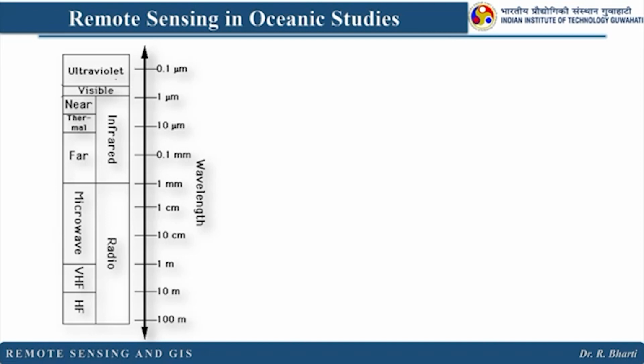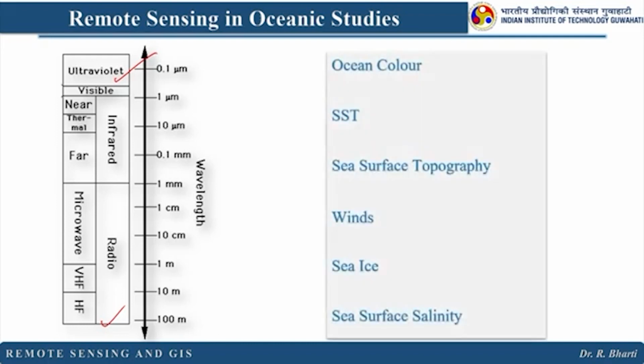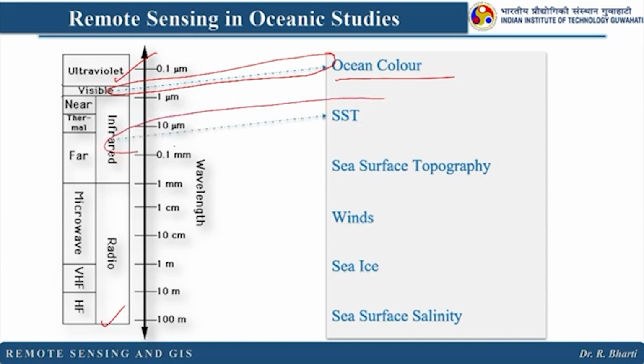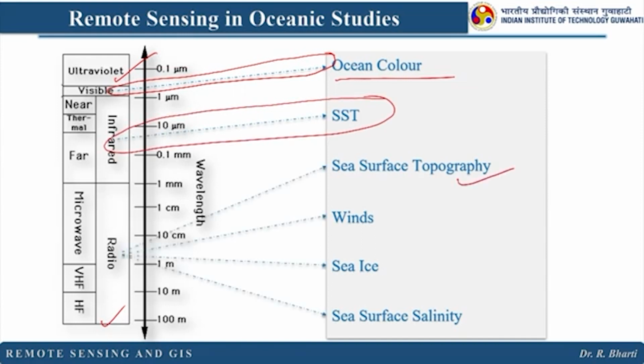So here, starting from ultraviolet to radio, this is our wavelength region, and these are very selected important areas where we want to study using this remote sensing and GIS. So let us see how we can derive this ocean color. For that we need to use visible data. So the satellites which are active and can measure images in visible wavelengths can be used to extract this ocean color. For sea surface temperature, we have to use infrared images. For sea surface topography, wind, sea ice, and sea surface salinity, we have to depend on the microwave images, right?